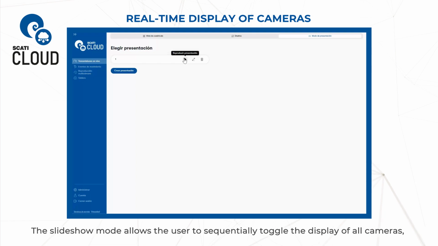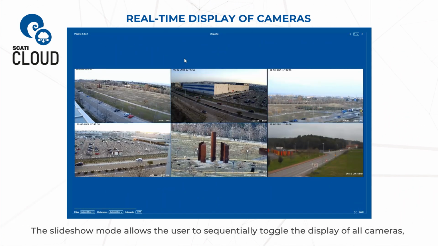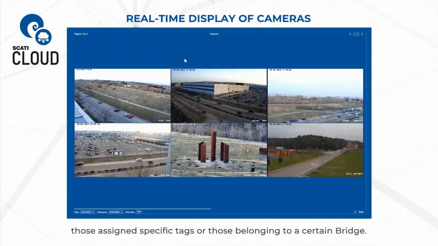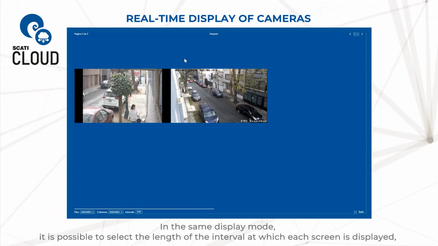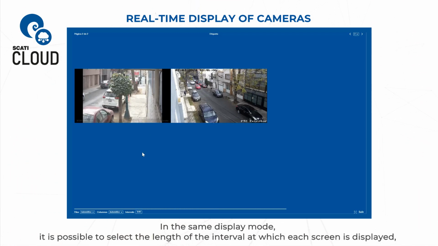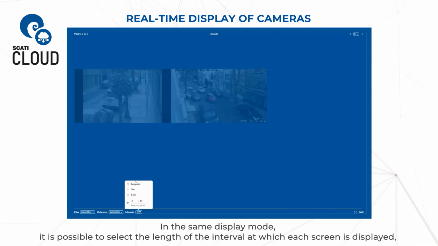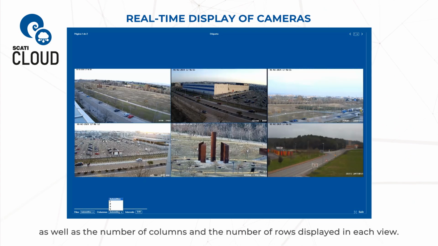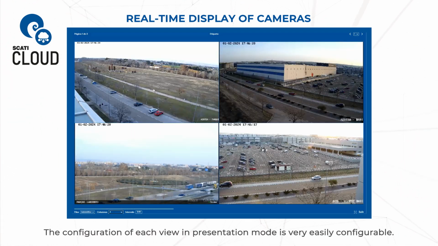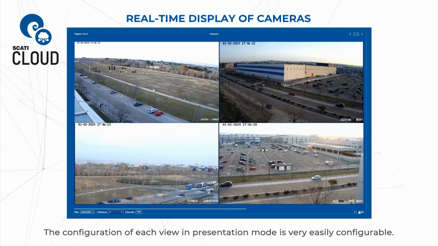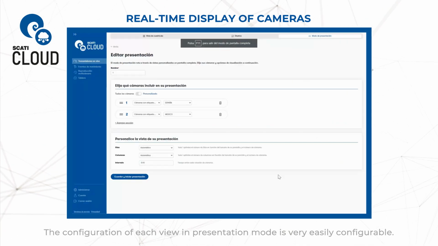The slideshow mode allows the user to sequentially toggle the display of all cameras, those assigned specific tags or those belonging to a certain bridge. In the same display mode, it is possible to select the length of the interval at which each screen is displayed, as well as the number of columns and the number of rows displayed in each view. The configuration of each view in presentation mode is very easily configurable.